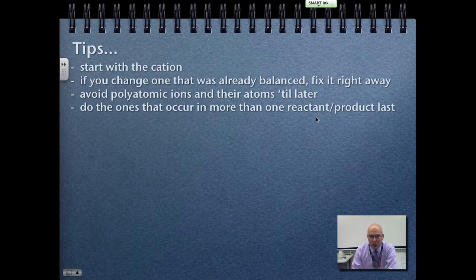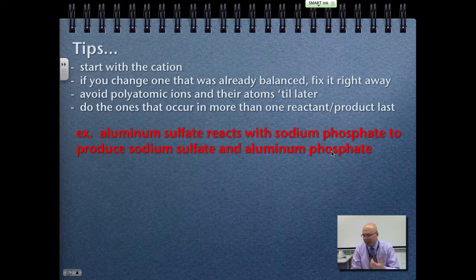So that's basically my tips. Start with the cation. If I change one that was already balanced, I fix it right away. Avoid polyatomic ions and their atoms till later, and do the ones that occur in more than one reactant or product last. Let's take a look at an example, and I think that might help you out.